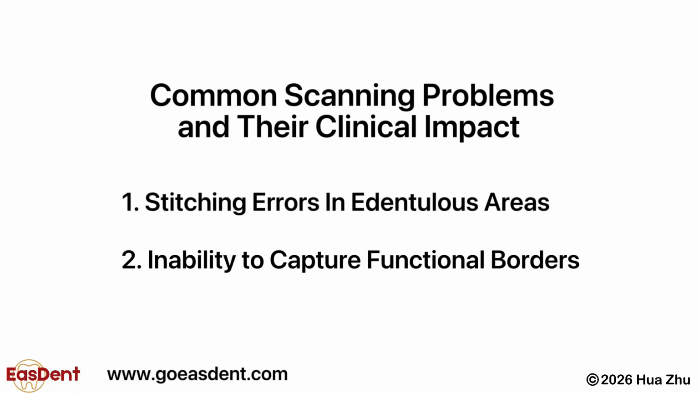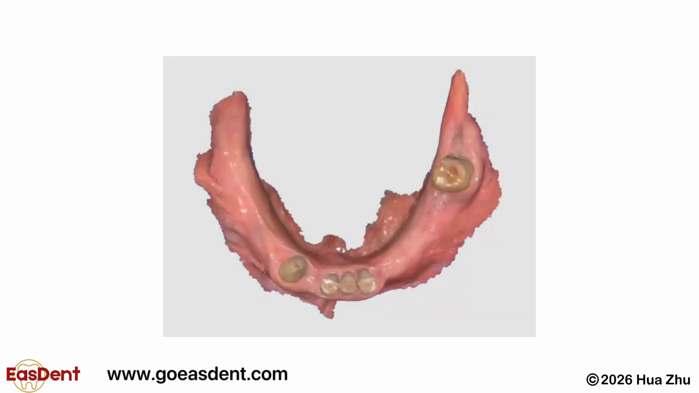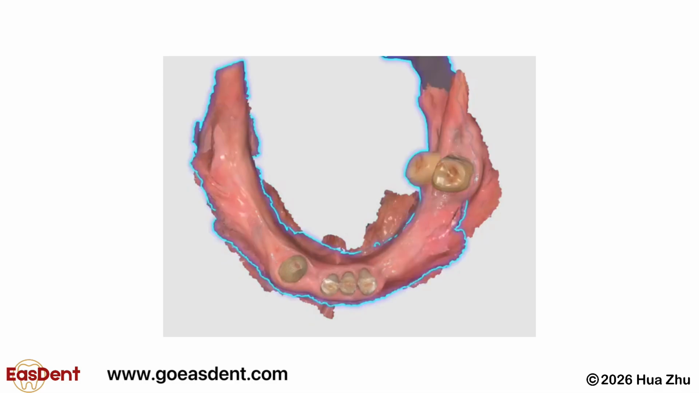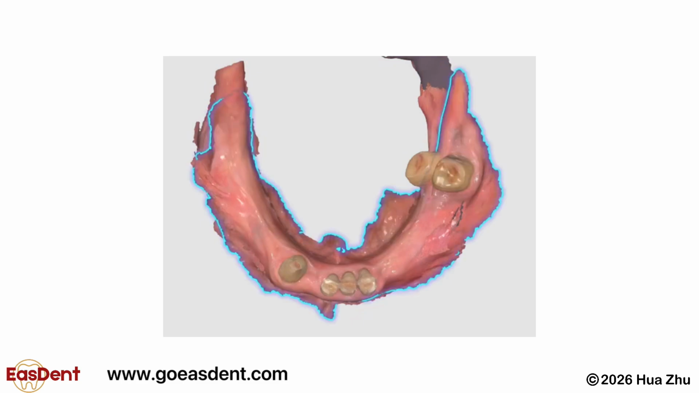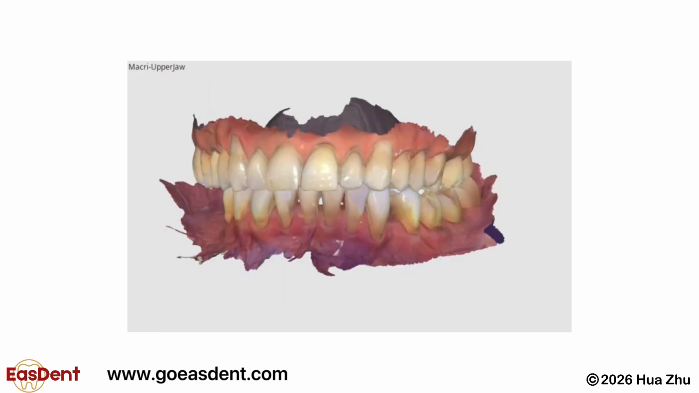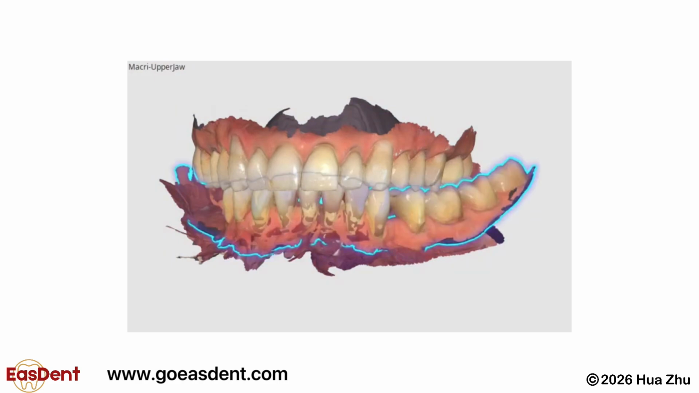There are some common problems when you scan partial edentulous arches. First, stitching errors in edentulous areas. When edentulous areas lack sufficient keratinized tissue, scanner software may have difficulty stitching images accurately. This can lead to positional error of the teeth in the digital model. In severe cases, obvious errors may occur. For example, posterior teeth may appear crossbite due to inadequate keratinized tissue.